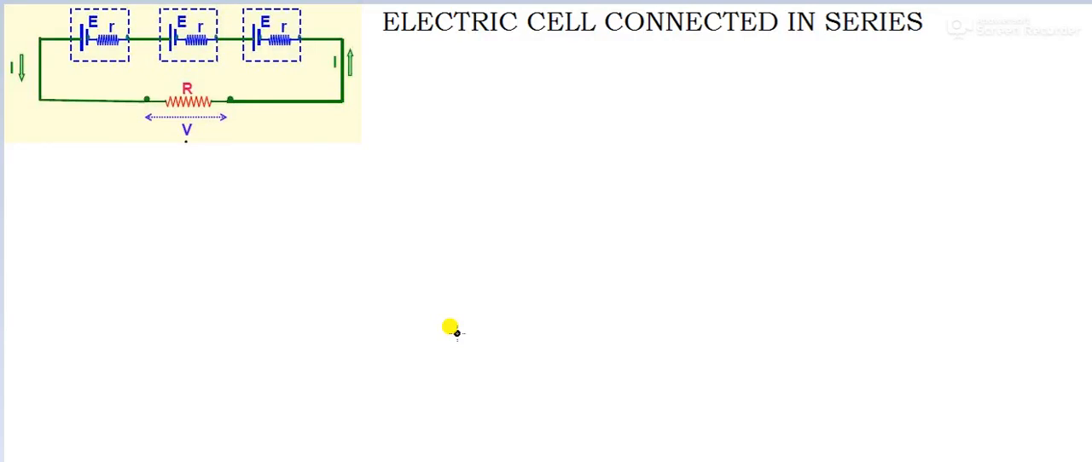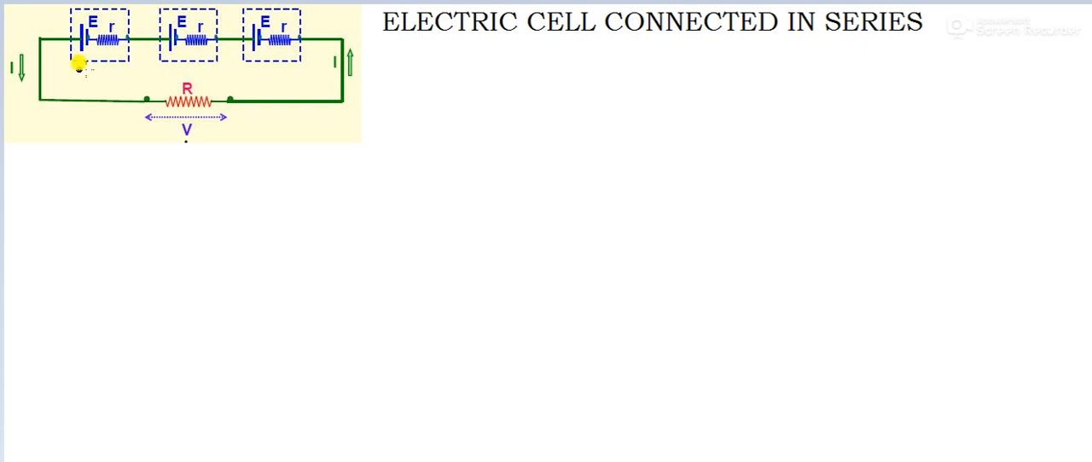Today in this video we are going to study about combination of electric cells. There are mainly three types of combination possible. The first one is if they are connected in series, the second is parallel combination, and the third combination is called mixed grouping.